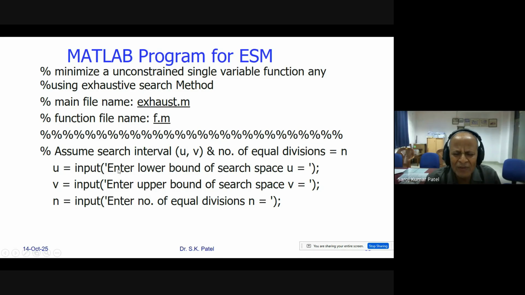And the pointer will blink there, waiting for some number to be fed by the user. Whatever number is fed will be stored in the variable called u here. Similarly, enter the upper bound of the search space, v is equal to, then whatever value you feed will be stored in the variable called v. Similarly, enter the number of equal divisions, n is equal to, and that number will be stored in n. So these are all the three read commands.